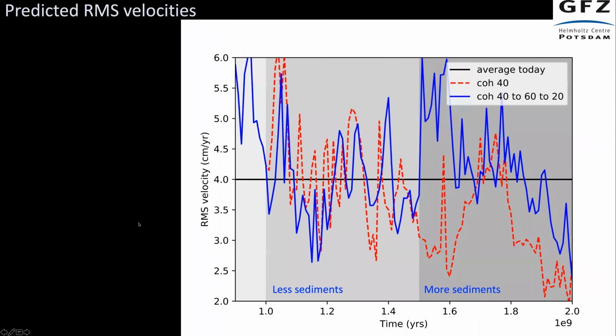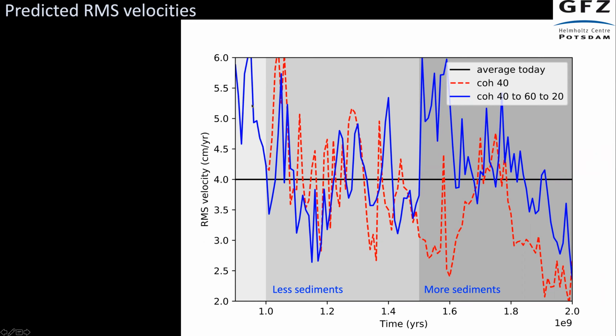So let's have a little look at predicted RMS velocities from our models and see how they compare. We can't compare exactly because we're running present day models into the future, but just to get an idea of how changing the yield stress correlates with changing RMS velocity. And so in the red dashed line, we see that reference model of cohesion or yield stress 40, and we see it gradually decreasing with time as our models are cooling.